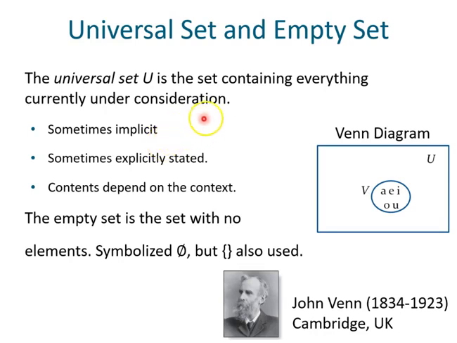The universal set U is the set containing everything currently under consideration. Sometimes the universal set is implicit, in other cases it is explicitly stated, and the universal set depends on the context. The empty set is a set with no elements, and we use this symbol or this symbol to denote the empty set. In Venn diagrams, the rectangle represents the universal set. In this example, U will be the set of all letters in the English alphabet, and V, this ellipse, contains all vowels. So it is contained in the universal set.